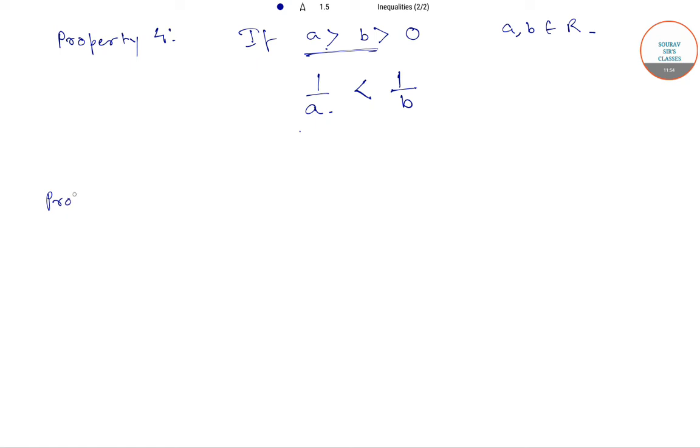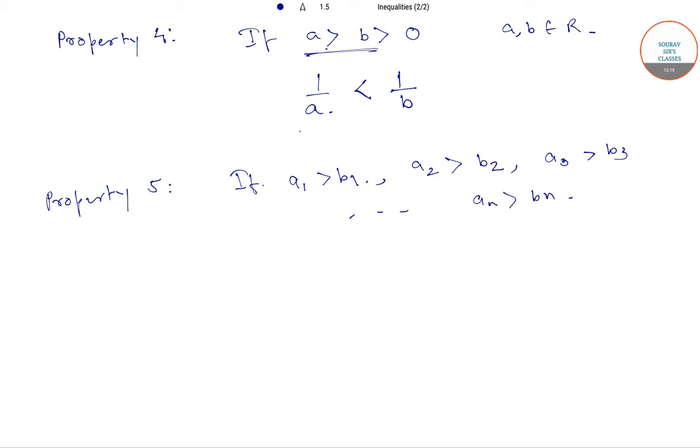Next is property 5. It states that if A1, which is a real number, is greater than B1, another real number, A2 is greater than B2, A3 is greater than B3, and so on till AN is greater than BN, then this summation of A's, that is A1 plus A2 plus so on till AN, this whole summation would be greater than B1 plus B2 plus so on till Bn.